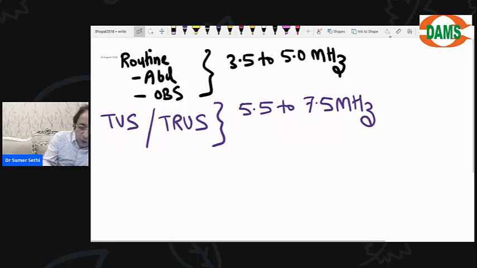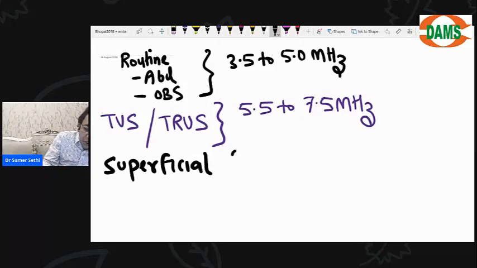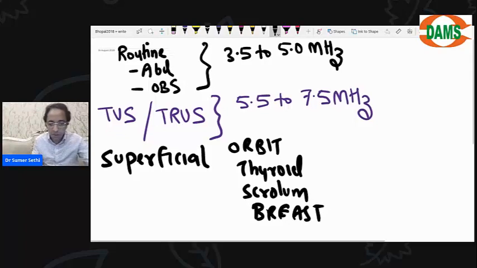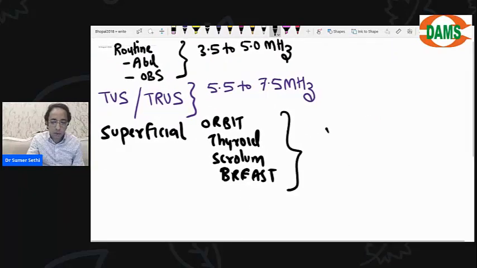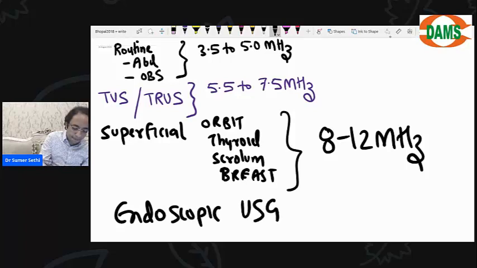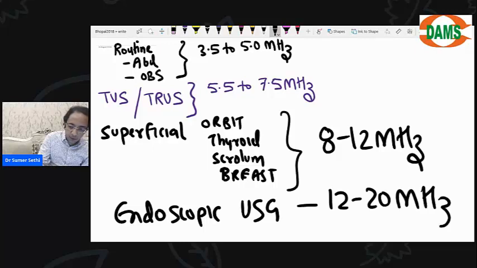I will ask you to explain all this. When you do ultrasound of a superficial organ like orbit, thyroid, scrotum, breast, these are called superficial ultrasound. The frequency of sound used is 8 to 12 megahertz. And when we do endoscopic ultrasound, the frequency is 12 to 20 megahertz.